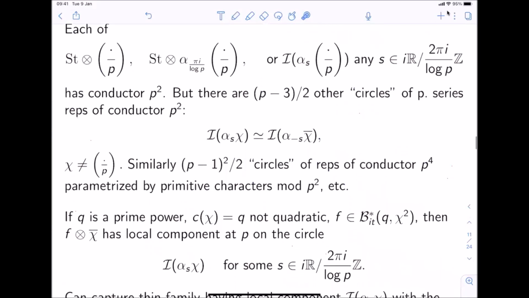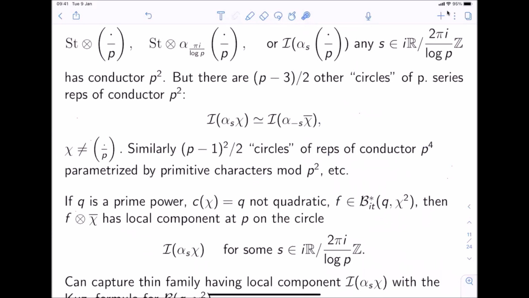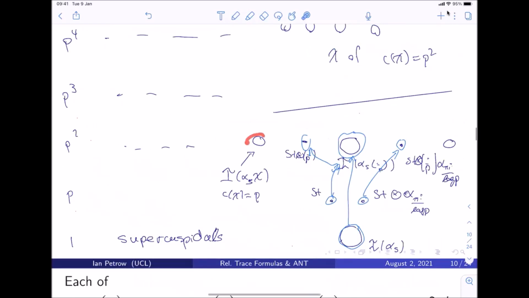Okay, but that's not all that's in this picture. So there's also (p-3)/2 other circles of principal series representations of conductor p squared. So that's for all these other chi's, which are not equal to the Legendre symbol. And there's this one isomorphism between them. So those correspond to all these other circles out here.